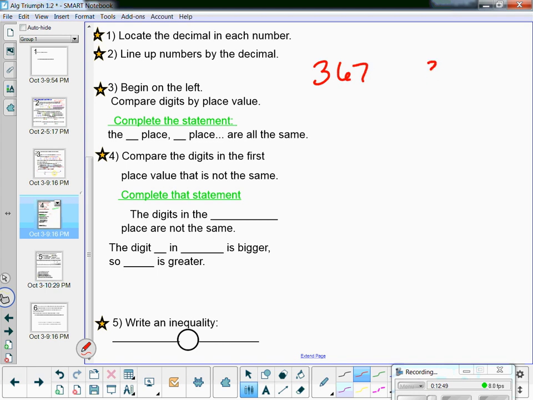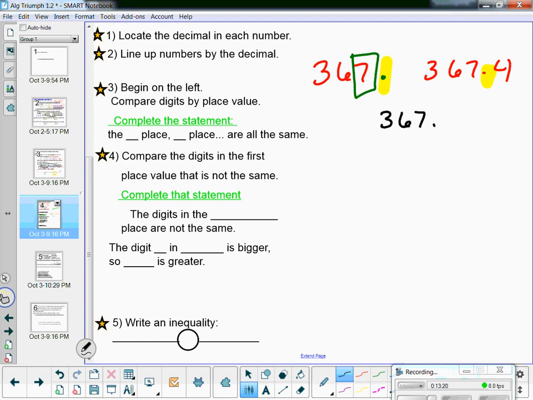367 comparing to 367.4. First, locate your decimal. This one, it's easy. It's right there. I have no decimal here. If you can't find your decimal, then locate your ones place. Your decimal is hidden right after it. There is my decimal. Now we need to line up our numbers.